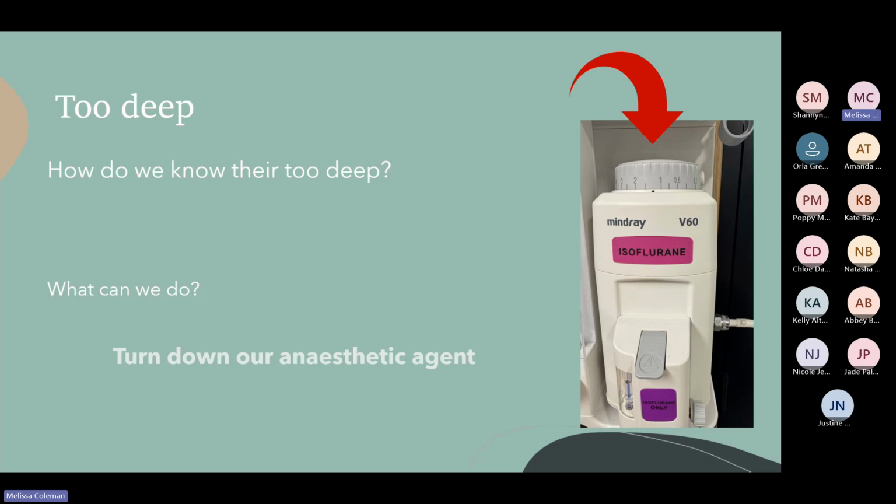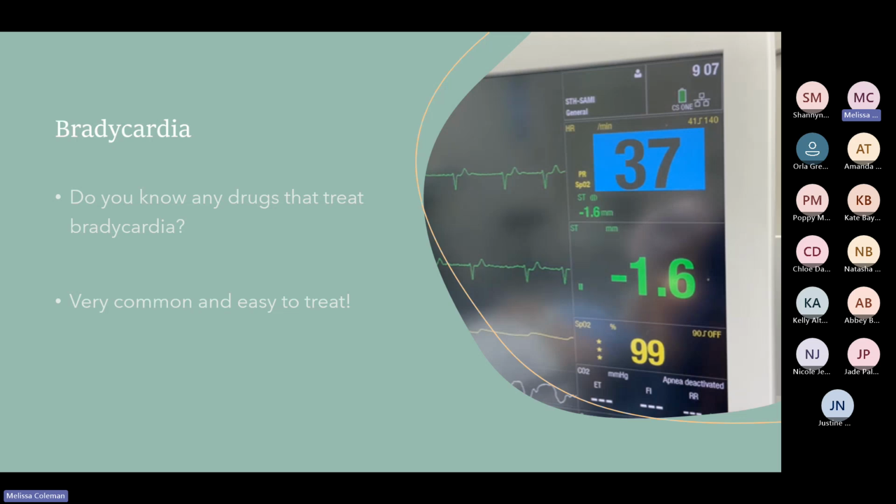And then we've got bradycardia. Do you know the drugs that can treat bradycardia? I'll give you a hint, there are two, and they're the most common ones. Atropine, yeah. And glycopyrrolate. Look, I can't even say the word myself. Glycopyrrolate, yeah, perfect. These drugs increase our heart rate, which in turn increases our blood pressure.